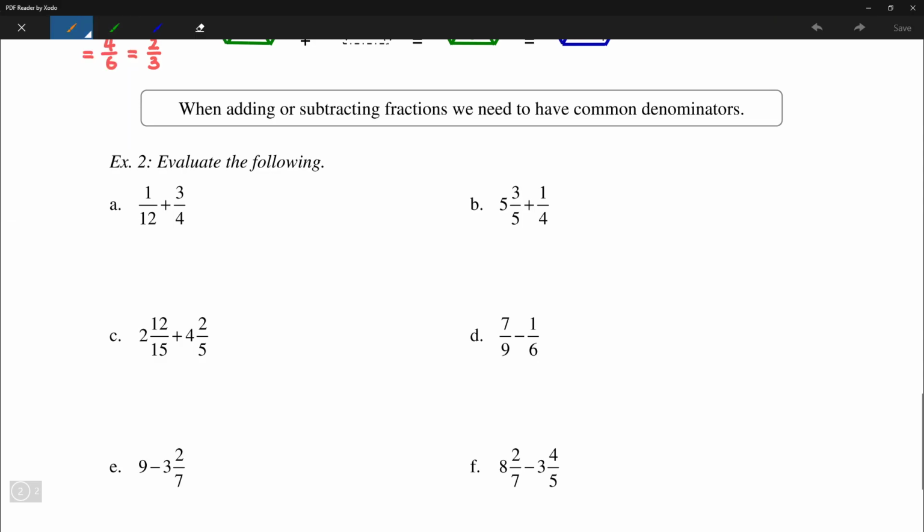Question number 1, we have 1 over 12 plus 3/4. So we want a common denominator. In this case, it will be 12. So we have 1 over 12. And if we multiply the numerator and the denominator of 3/4 by 3, we have 9 over 12. So 1 over 12 plus 9 over 12 is 10 over 12. Notice that both 10 and 12 are divisible by 2. So we can simplify the result to be 5 over 6.